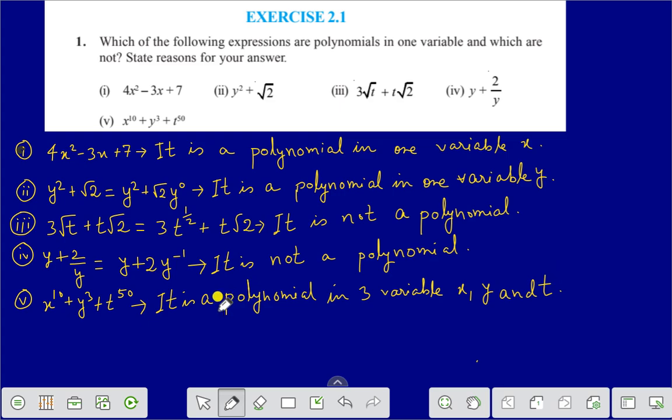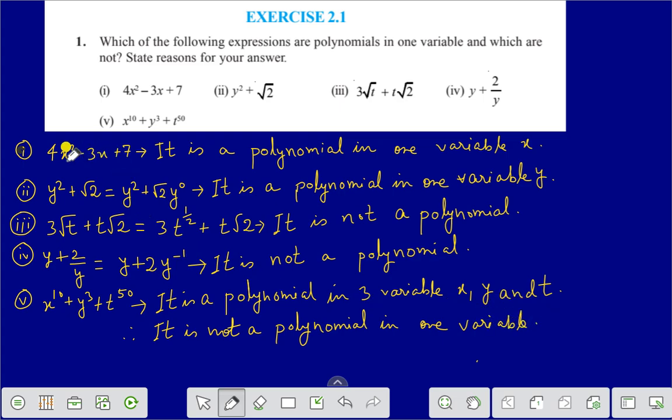Therefore, it is not a polynomial in one variable. Let us find once again.